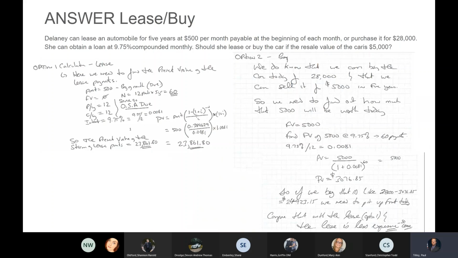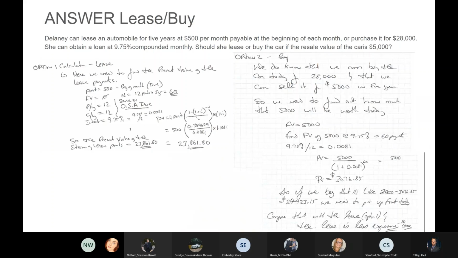The payments are for 12 years, compounded monthly, which is an ordinary simple annuity. The interest rate is 9.75%, so we calculate the value of i there. We take 9.75, divide it by 12. That's 0.0081. So we just throw that into the formula, and you'll notice that it's a 1 plus i. That indicates annuity due, when the payments are at the beginning of the period.